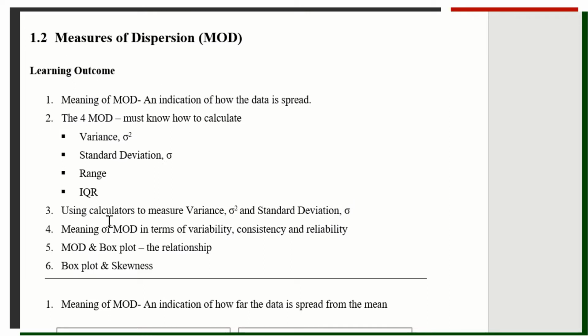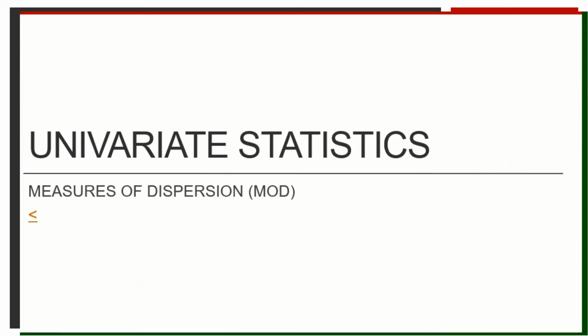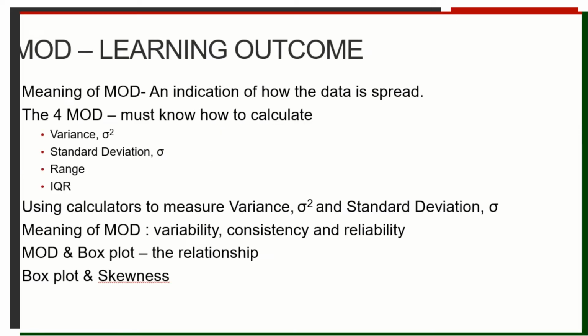Then the meaning of MOD, what does it mean? In terms of variability, consistency, and reliability. We'll be looking at the box plot again, and then the relationship between the values, and skewness. We have tried looking at skewness already a little bit, but that's using the mean, median, and mode values. Basically, I've gone through this.